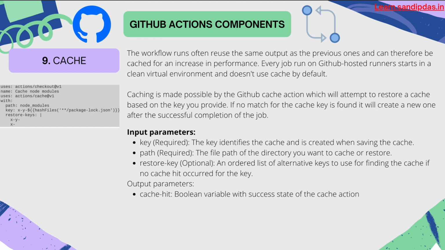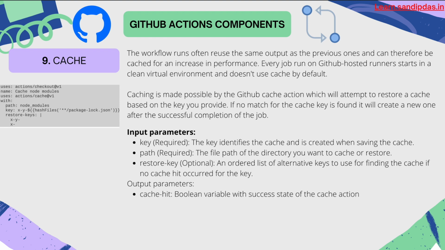So you can see input parameters, we need key and path. The key identifies the cache and is created when saving the cache, and the path is the file path of the directory you want to cache or restore. Okay, and restore key, an ordered list of alternative keys to use for finding the cache if no cache hit occurred for the key.